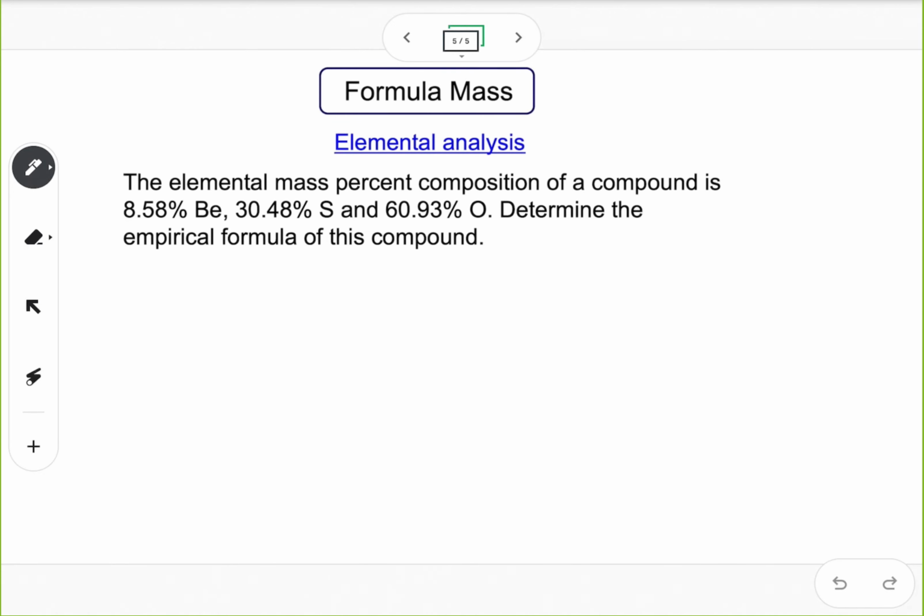Well, the first step is, remember, these are mass percents. For instance, beryllium 8.58%. So a very good starting point is you can assume that we have 100 grams of this compound. Okay, so let me write it down here. Step 1, assume 100 grams of this compound.